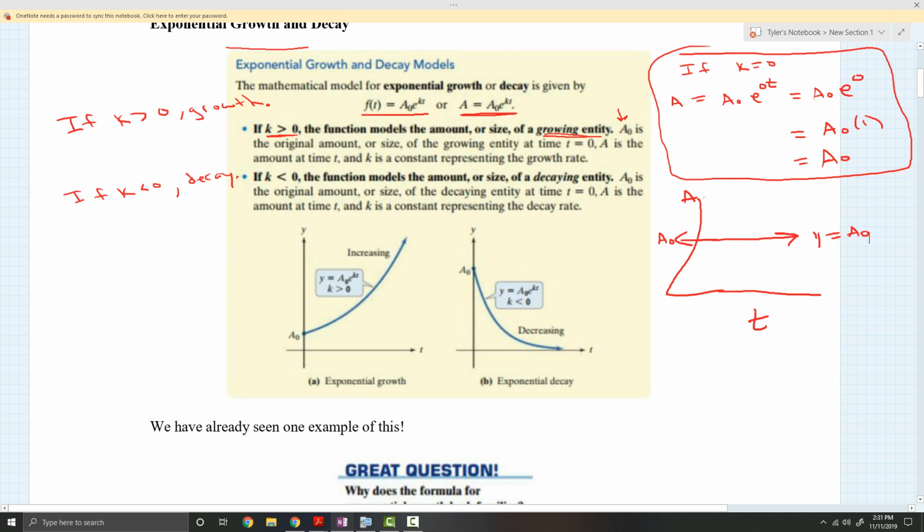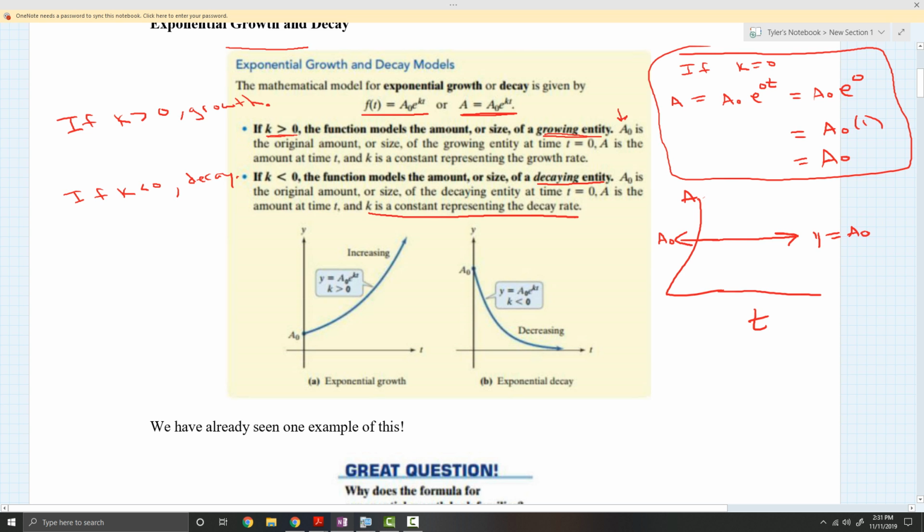So here, you can read that if k is less than 0, then the function models the amount or size of a decaying entity, right? As I was saying, if k is less than 0, we have decay, and a sub 0 is still the original amount, t is the amount of time, and A is the amount that we have at time t. The difference here is that now k is negative, so k is going to be some decay amount, right? You can see the functions graphed here on the left and the right.